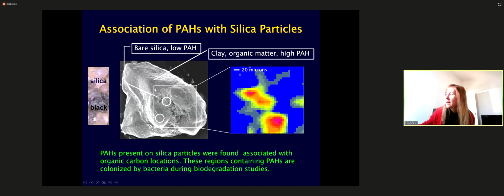Because these particles are very small and heterogeneous, we could take the infrared microscope and focus down just on the bare silica, and then also focus down onto the darker area. We actually did an infrared map of the polycyclic aromatic hydrocarbon peaks in this particular area. And what you could see is that the bare silica had no contamination, whereas the organic matter did. It was no surprise, but it made it very clear that the organic matter attached to these silica particles was absorbing the PAHs.